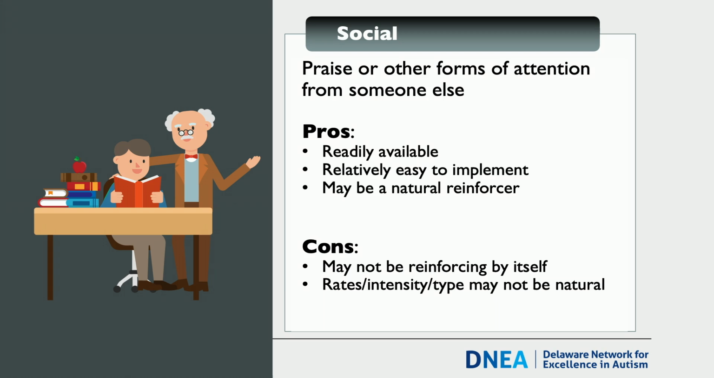Some potential pros of using social reinforcers include they are readily available and relatively easy to implement. They may be a natural reinforcer in the environment, but that really depends on the student or individual's age and environment. Some potential cons of using social reinforcers include they may not be in and of themselves reinforcing for a student with autism. And while it may be a natural reinforcer, the high rates required for teaching a skill may not be natural to that environment.